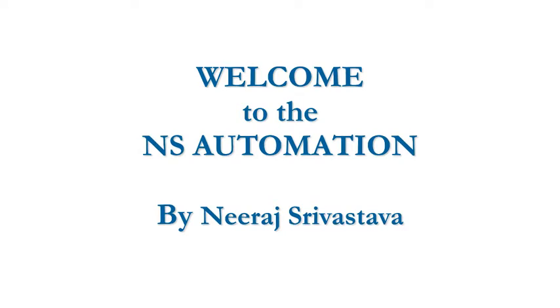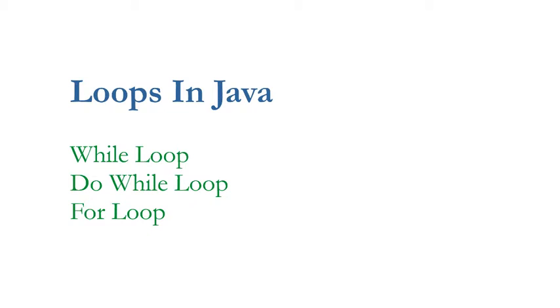In this video, we are going to discuss loops. So what are loops and how can we achieve them using loops in Java? We have three ways: while loop, do while loop and for loop. So basically, first, what are loops?